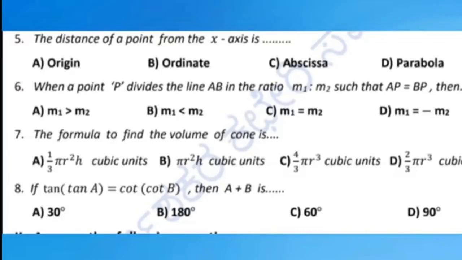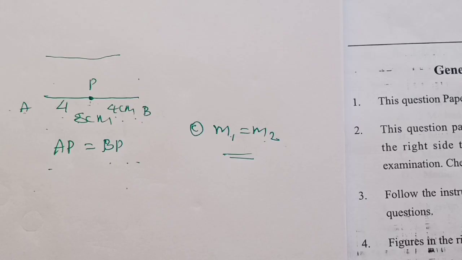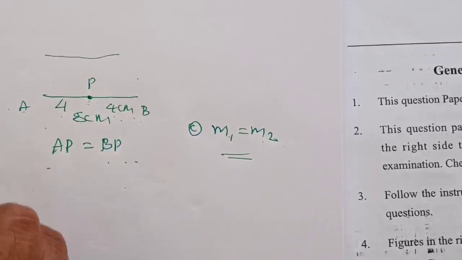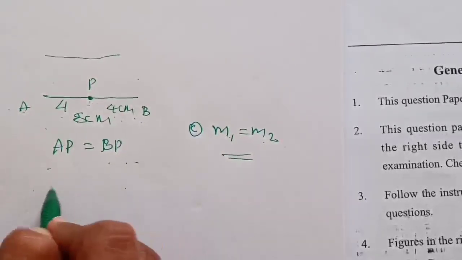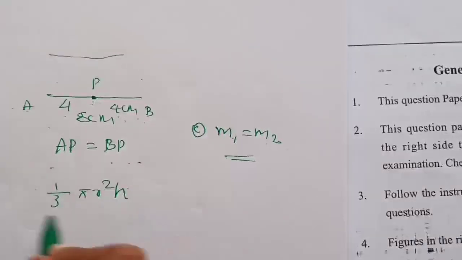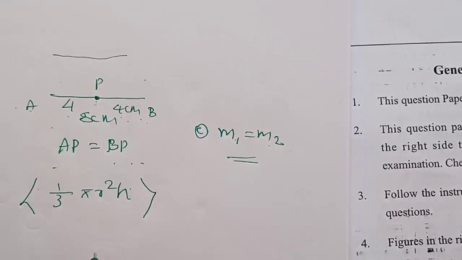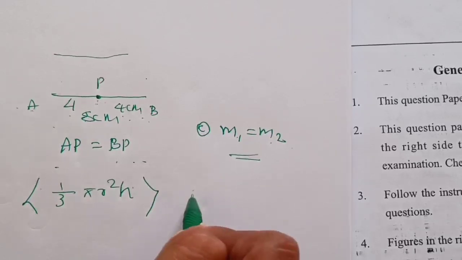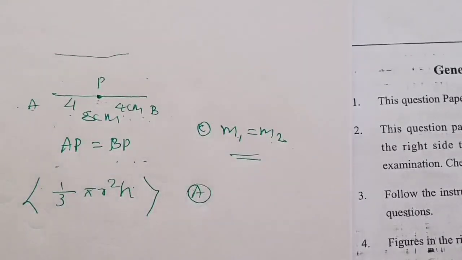Okay. Next question, the 7th one. The formula to find the volume of a cone. Okay. So what is the formula to find the volume of a cone? It's simple. 1 by 3, okay, I'll write here. Sorry. 1 by 3 pi r square h. This is the formula to find the volume of a cone. So that means which option is correct? So the first option is correct. 1 by 3 pi r square h. So A option you need to shade. Okay. Now we will move on to the next question.